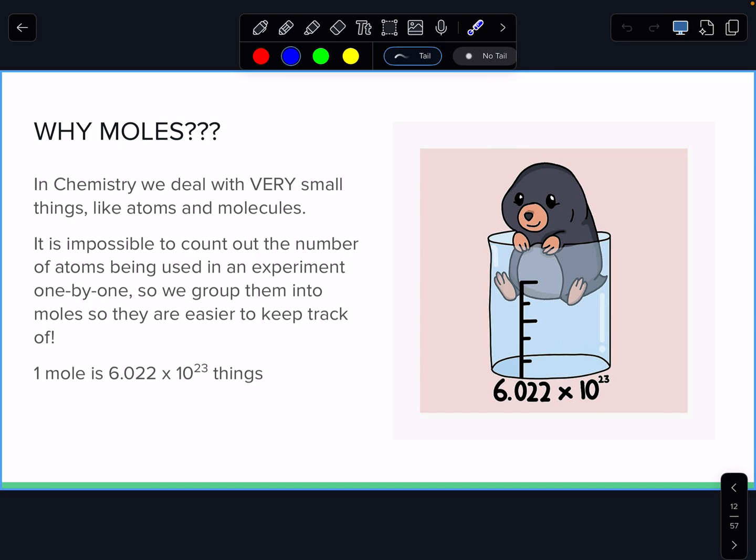Does anyone know how long it would take to actually count to 1 million? Like how many days? I saw it the other day on the aquarium wall. It said, do you know how long it would take to count to 1 million? It was over 2 months of you nonstop counting every second of every day. So we just can't. And so obviously we need a way to group them.